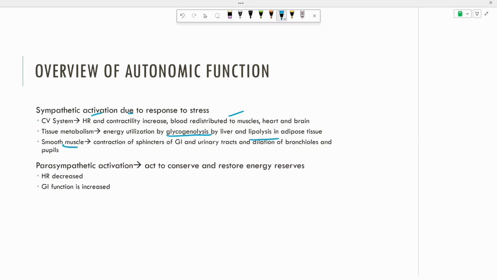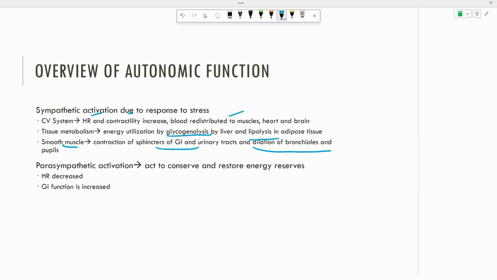Smooth muscle. We get contraction of the sphincters of the GI and urinary tracts. You don't want to stop and pee if you're trying to run away from a bear. So you're going to shut all that stuff off so that you don't have to stop. And dilation of the bronchioles and pupils. Why do we want dilation of the bronchioles? More air exchange. We need more air. We need to get more oxygen in. Let's get those wide open.